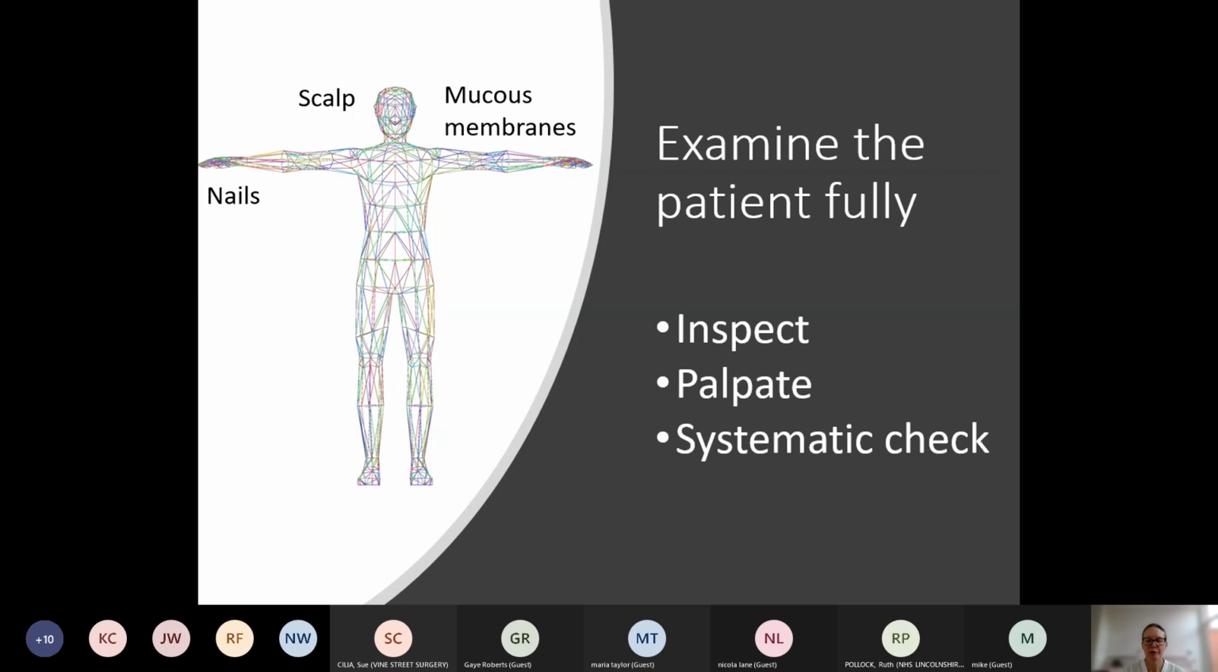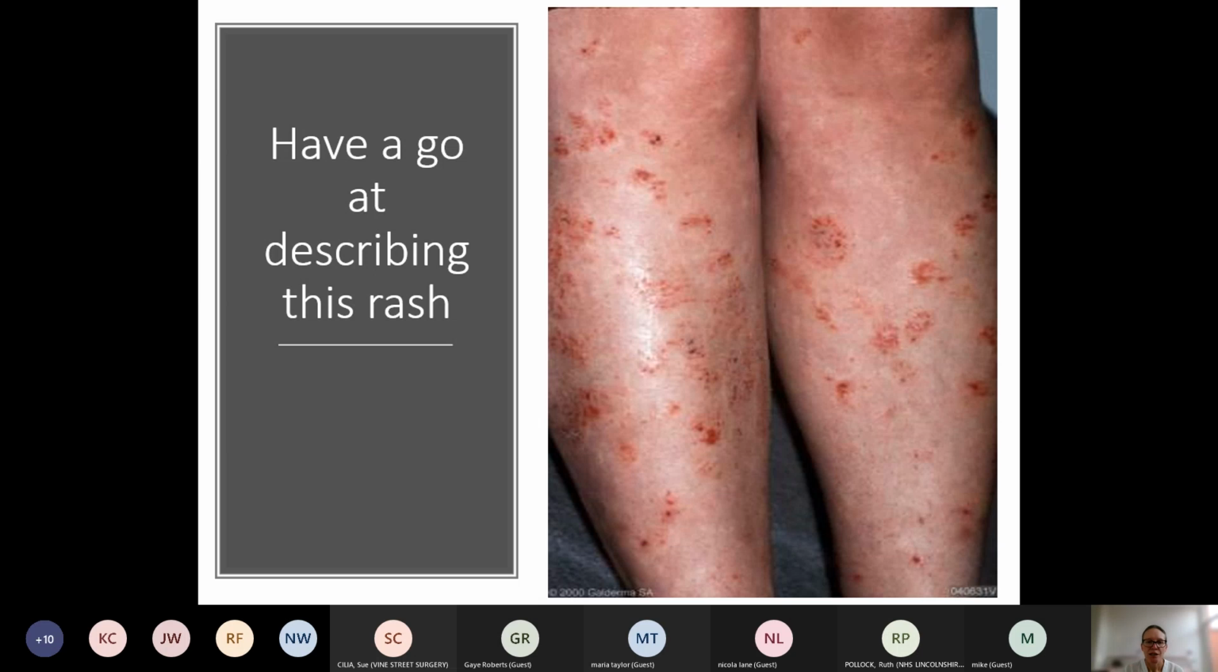I'm not brilliant at always remembering to do that, but that's what we should be doing. And then describe what you see. So that all seems quite straightforward, and I think that's all okay, but it's when you get to the describe bit that it gets difficult, because a lot of people just don't have the words they need to describe what they see. So I've just got a little thing for you to have a go at.